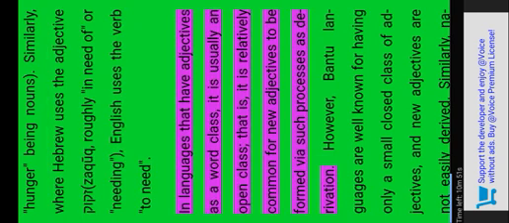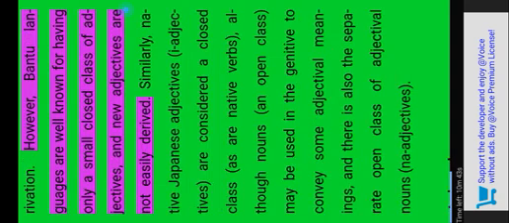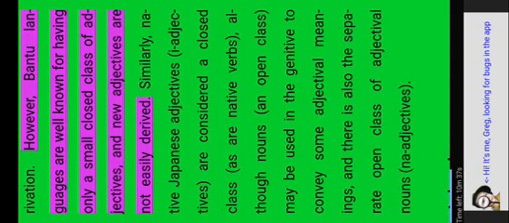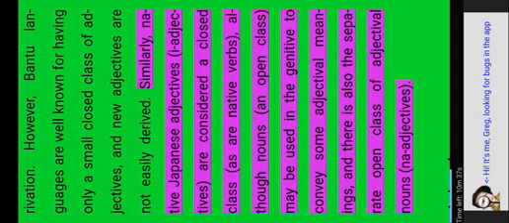In languages that have adjectives as a word class, it is usually an open class, that is, it is relatively common for new adjectives to be formed via such processes as derivation. However, Bantu languages are well known for having only a small closed class of adjectives, and new adjectives are not easily derived. Similarly, in native Japanese, adjectives are considered a closed class, as are native verbs, although nouns, an open class, may be used in the genitive to convey some adjectival meanings, and there is also the separate open class of adjectival nouns, not adjectives.